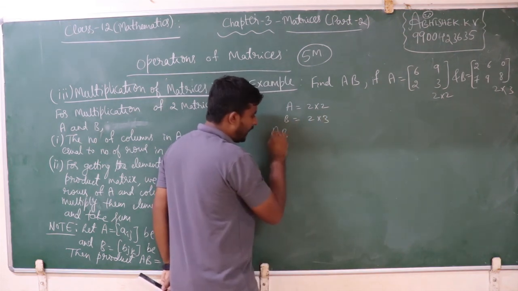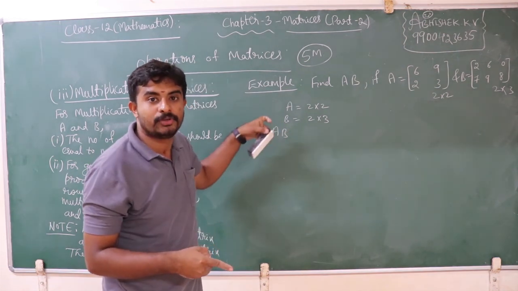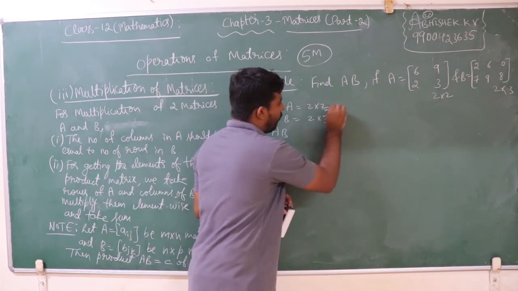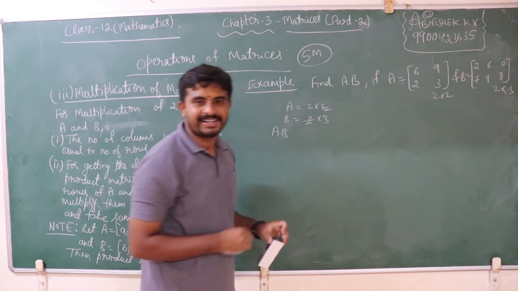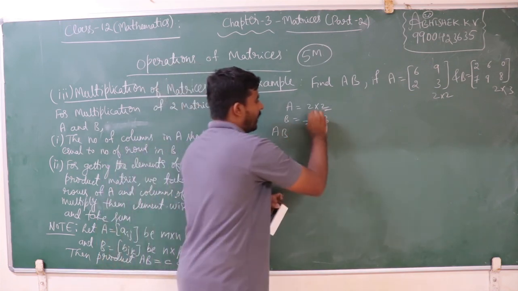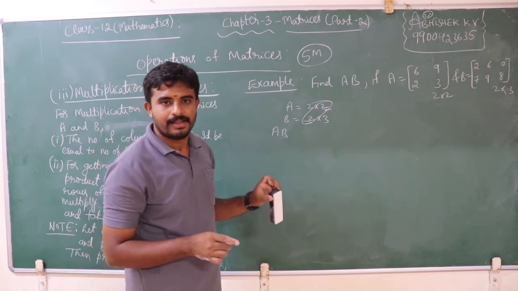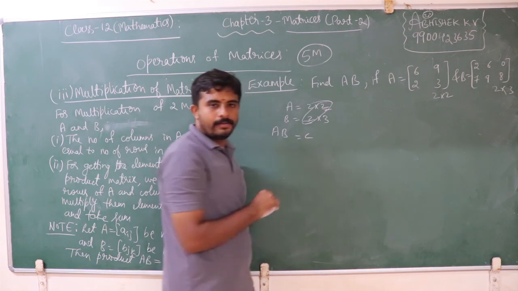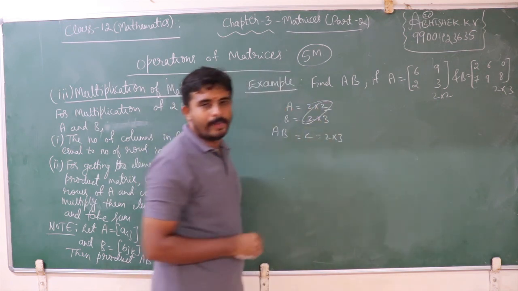AB is defined only if the number of columns in matrix A is equal to the number of rows in matrix B. Is it equal? See, the number of columns in matrix A is 2. The number of rows in matrix B is 2. Therefore, the inner orders are the same. But what is the final order? AB is obtained, denoted by C. What is the order? This has the order 2 by 3.